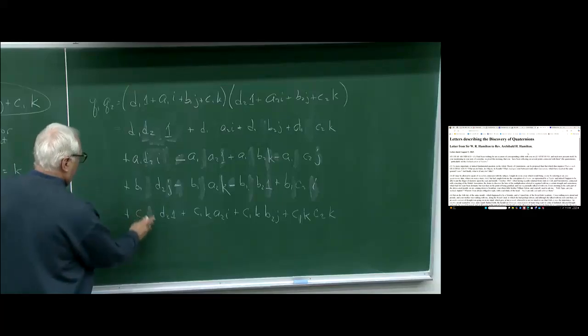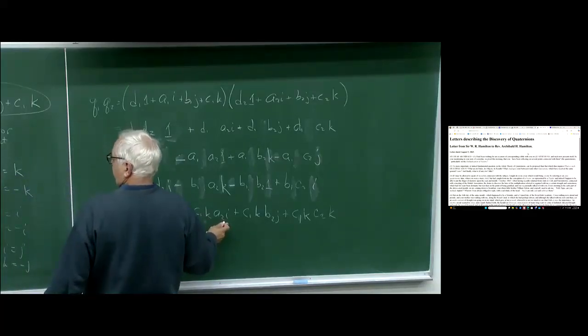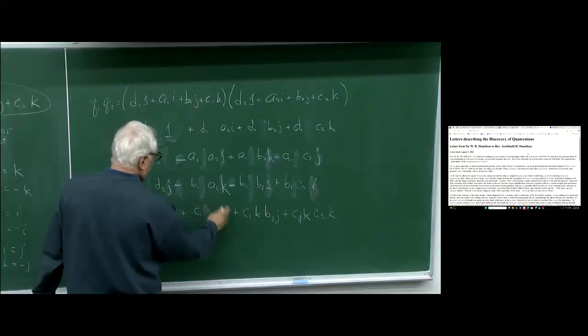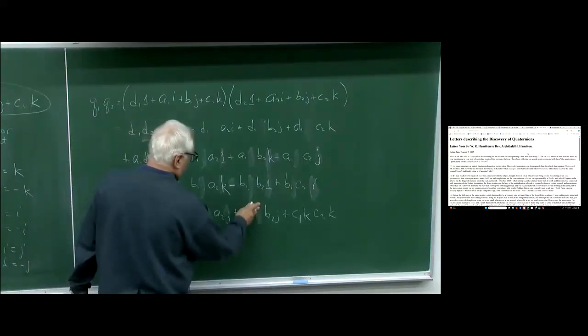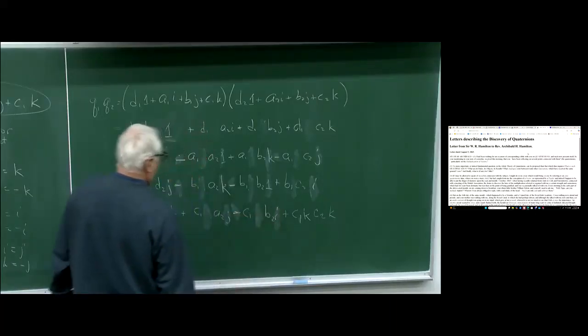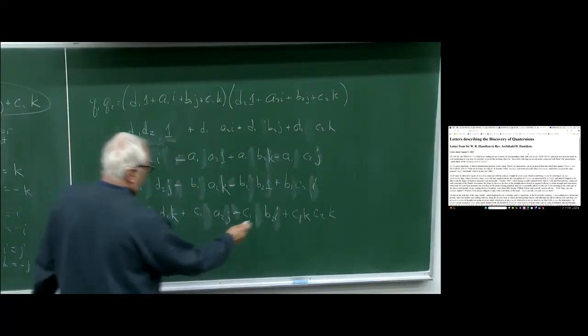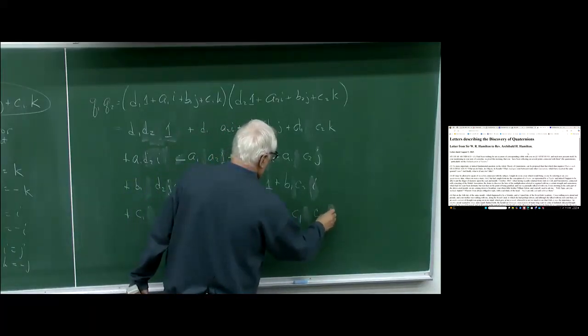Okay, k times 1 is k. k times i is, heaven knows, I was going to say heaven knows. It had to be a j, just plus or minus. k times j is -i. And k times k is, what, -1.